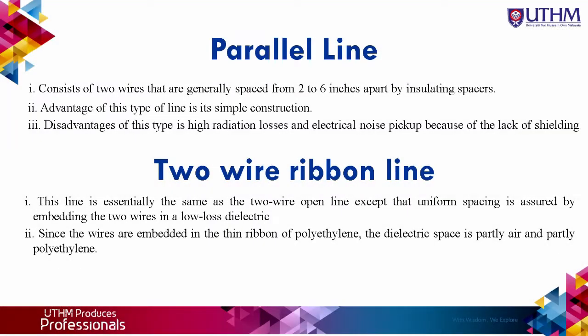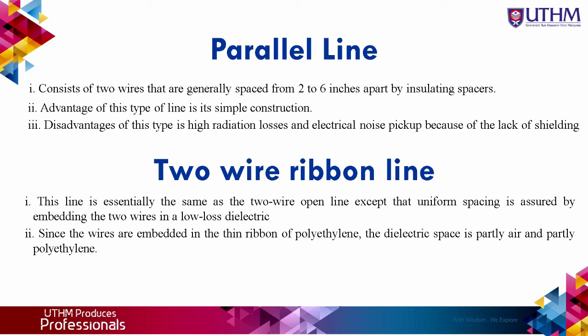The parallel two-wire line consists of two wires that are generally spaced from 2 to 6 inches apart by insulating spaces. The advantage of this type of line is simple construction, and the disadvantage is high radiation losses and electrical noise pickup because of the lack of shielding.